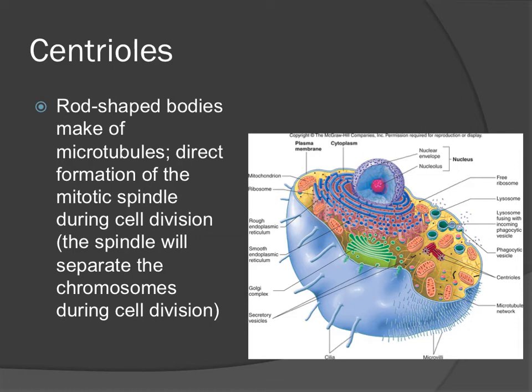So we're going to find them near the nucleus, and they cannot be seen when the cell is not dividing. So when the cell is not dividing, you will see a condensed and darker area of the cytoplasm. That's called the centrosome. So when it comes time for cell division, the centrioles will appear and move to opposite ends of the nucleus, and the centrioles will duplicate.